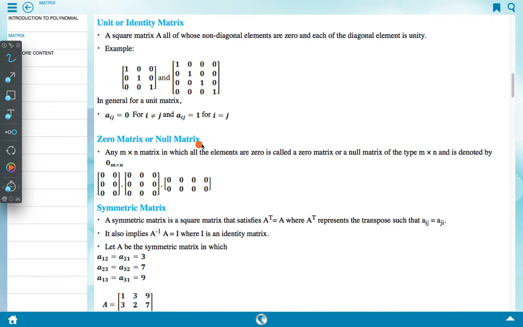Zero matrix or null matrix. Any M into N matrix in which all the elements are 0 is called a zero matrix or null matrix of the type M into N and is denoted by 0 M into N. Here everything is 0, in every row and column.